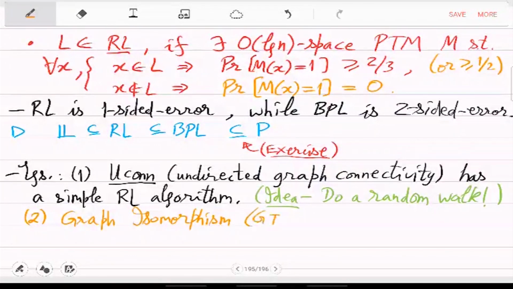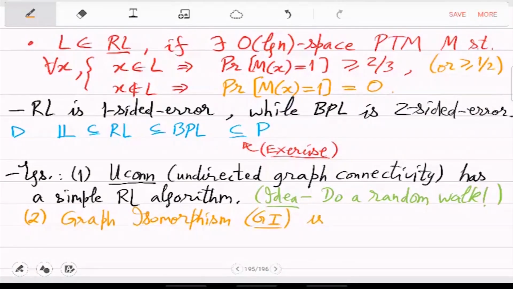So graph isomorphism is this problem of GI where you are given two graphs. You can assume directed weighted graphs, general graphs, and the question is whether the two are isomorphic. So this is in BPP NP.